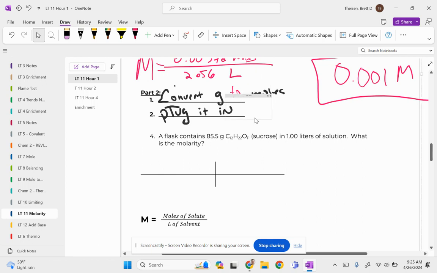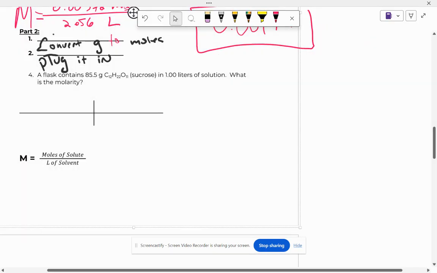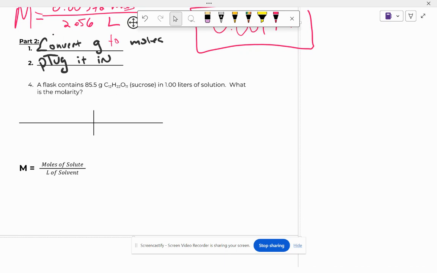Okay, so now we're going to manipulate this equation a little bit. Part two is this. In your notes, write this down. We're going to convert grams to moles, and then we're going to plug it in. So we're just going to add one step on the front end: convert grams to moles, and then plug it in.